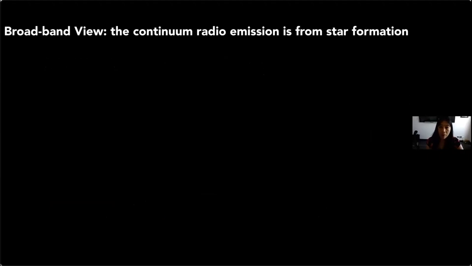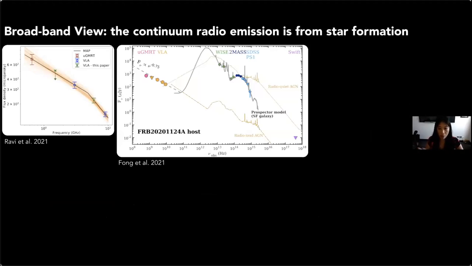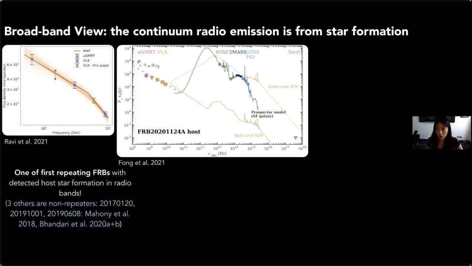For the broadband view, we can confirm that the continuum radio emission is from star formation. This is from Vikram Ravi's paper, and I know there are other contributions from ATELs in this, where it showed that this basically follows a power law or a broken power law. Putting the entire broadband SED together, we see that the radio emission agrees very well with a nu to the minus 0.75 classic star formation power law and connects really well with the rest of the available data. And we can fairly solidly rule out strong AGN contribution.